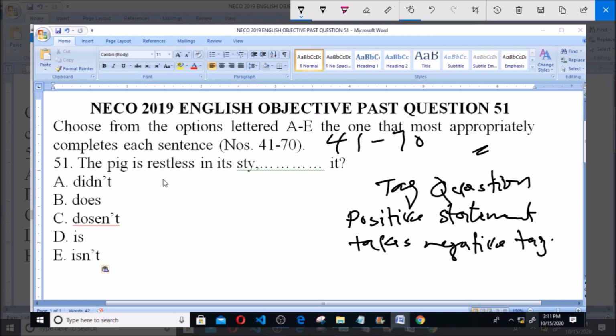So, option A says didn't it, B says does, C says doesn't, D says is, then E says isn't. So, the verb here is positive, then we need a negative tag. So the correct option will be option E. Isn't it? The pig is restless in its sty, isn't it? So option E is correct.